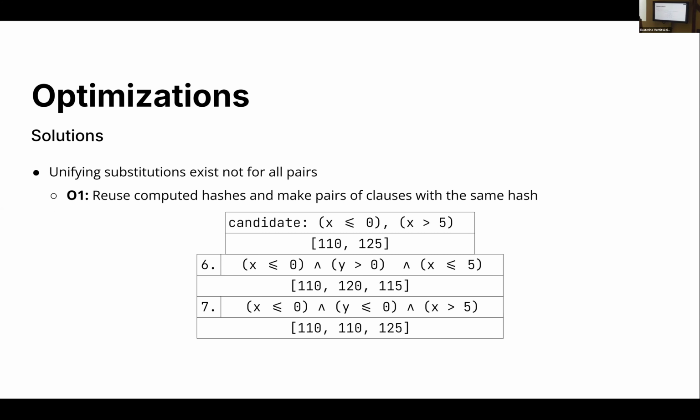The first optimization: let's try to reuse the hashes that we computed previously for the Bloom filter. And why does it work? Because these hashes literally represent the structure of the formula. If clauses have different hashes, it means that they have different structures, so there is no unifying substitution that transforms one into another. So we can just take pairs only with the same hash, and that will hopefully reduce the number of checks for unifying substitutions.